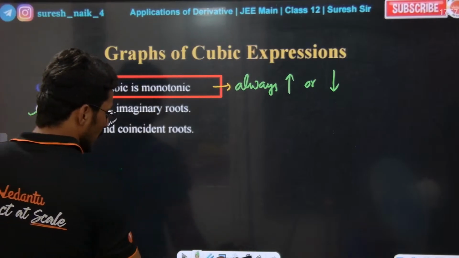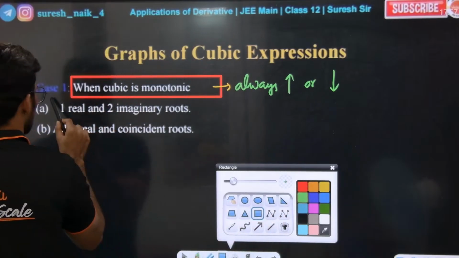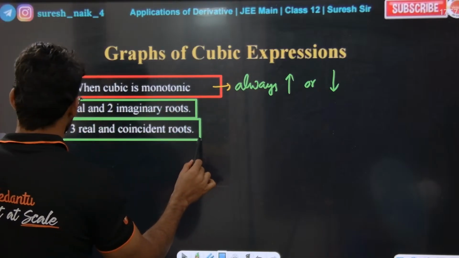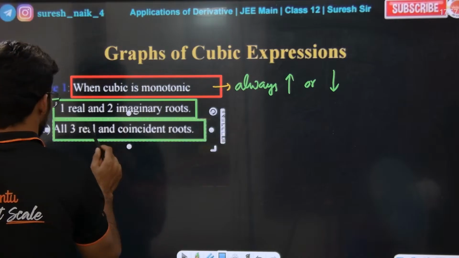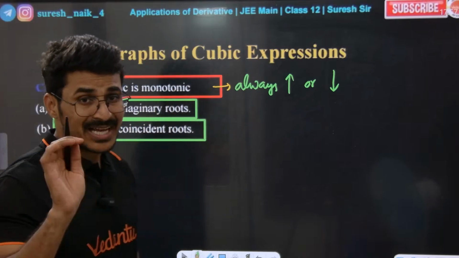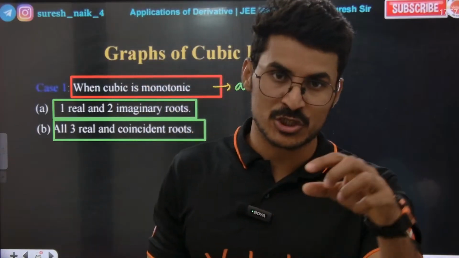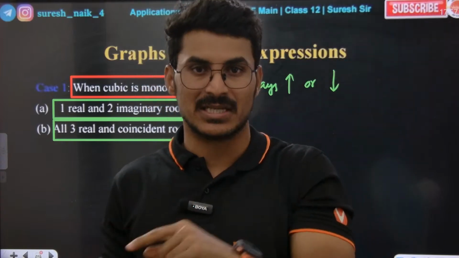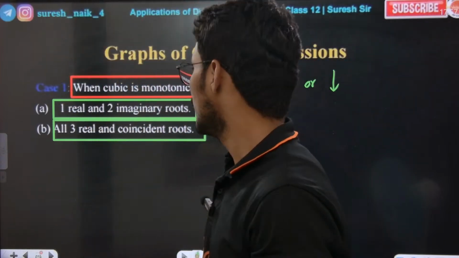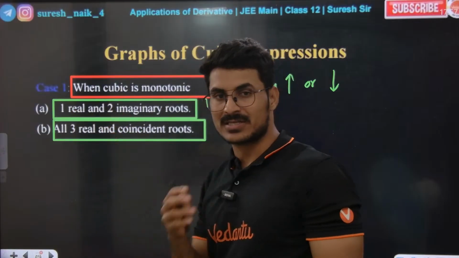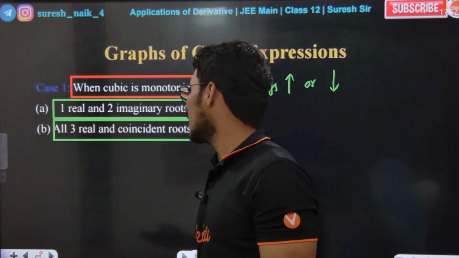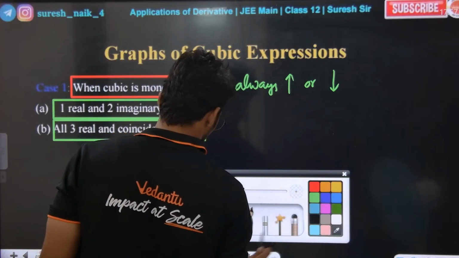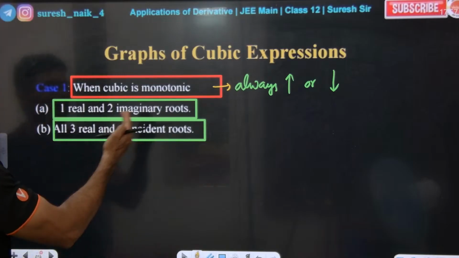The first case is whenever we get one real root and two imaginary roots. Case number 2 is all three real roots. Are you getting the point guys? When the cubic expression is always monotonic, always increasing or always decreasing, we get two types of solutions. One real and two imaginary solutions, and the other, all three real and coincident roots.